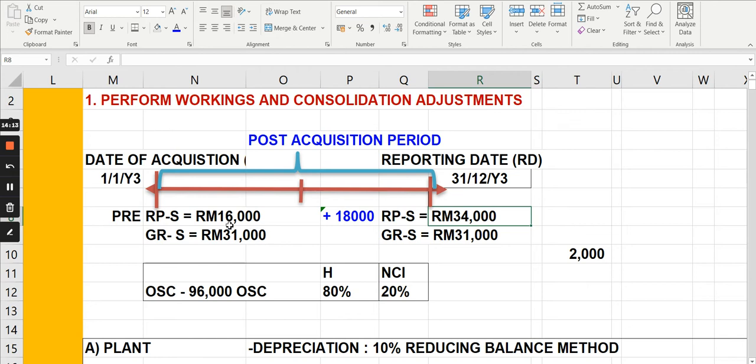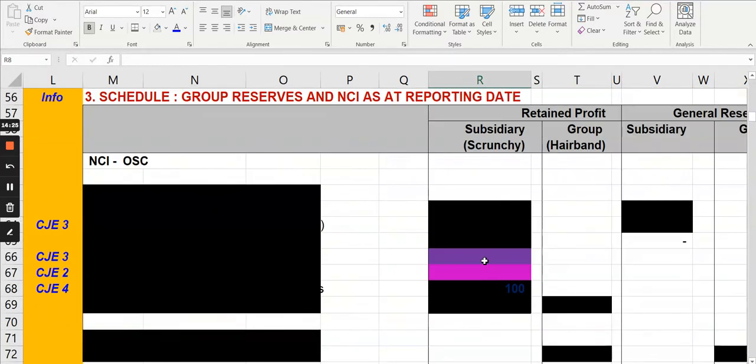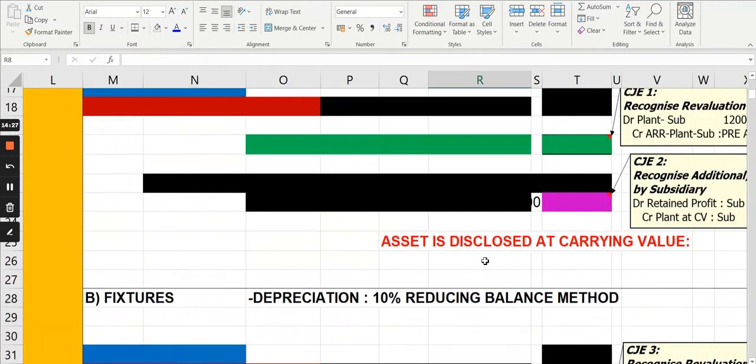is 16, retained profit during the year was 18, and therefore the total 34,000 is the retained profit as at the end of the year.